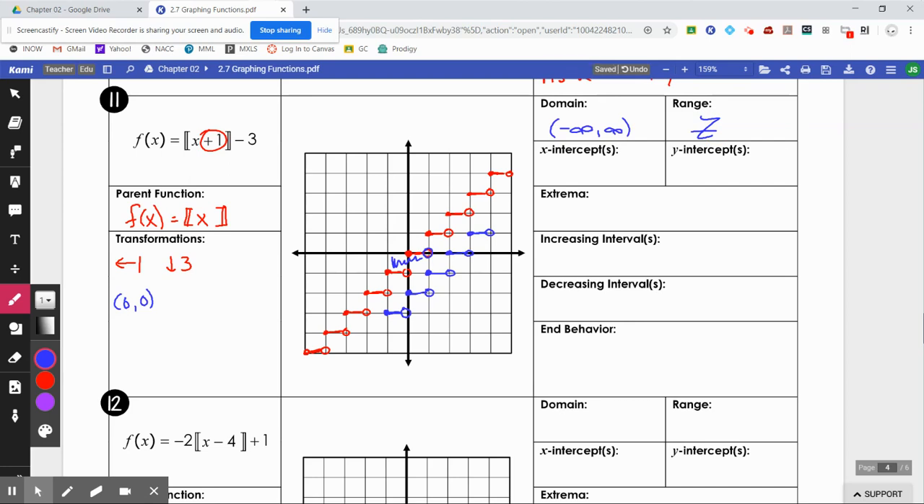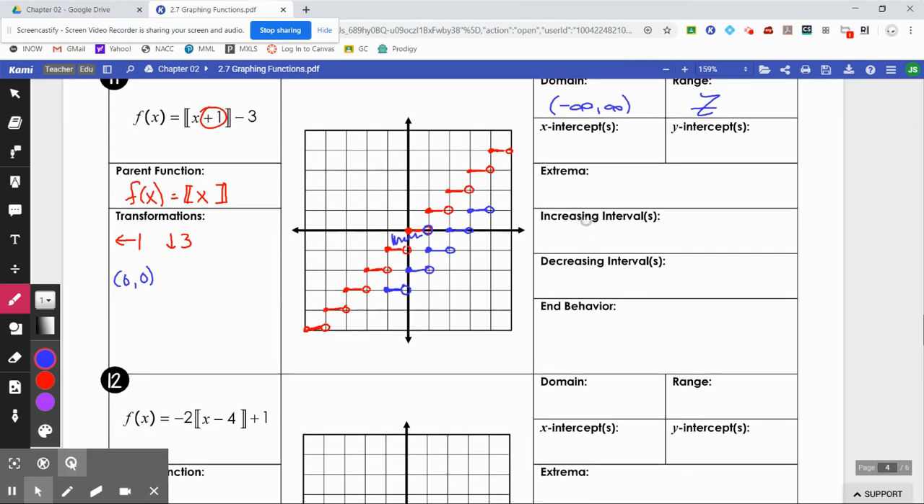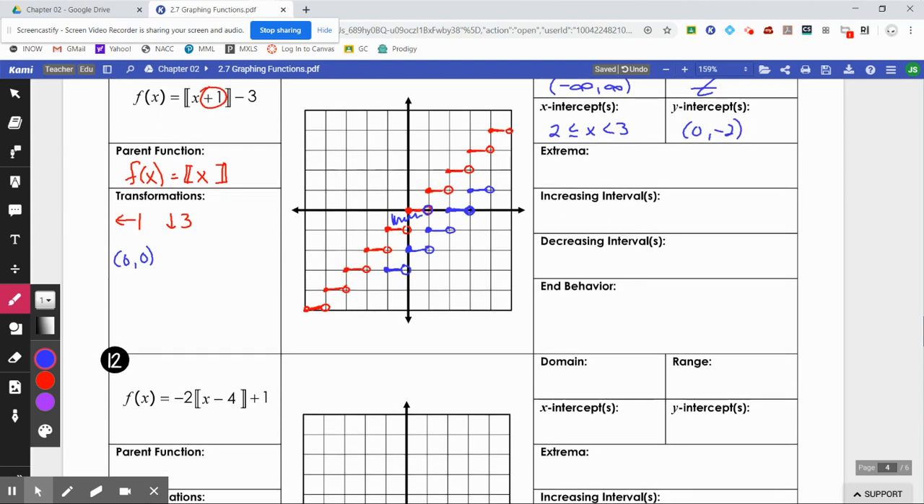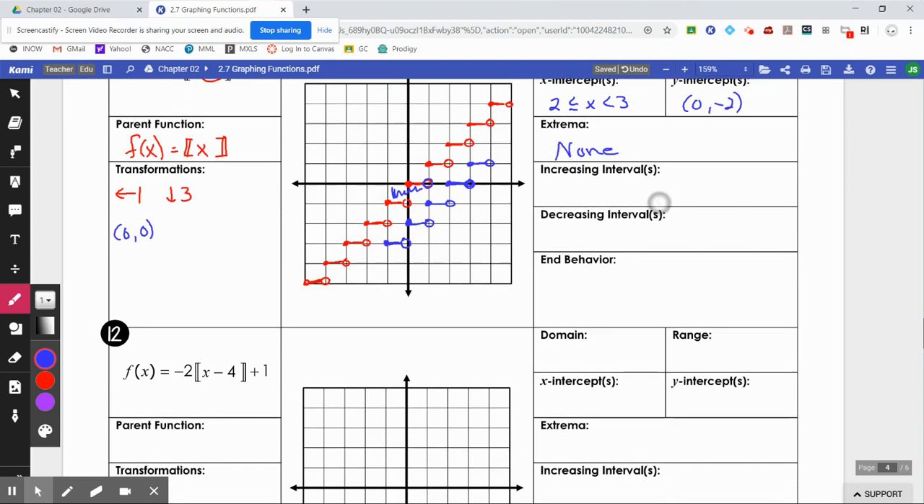My x-intercept, and this is actually an odd x-intercept because my new function crosses the x-axis everywhere from 2 over to here. So I'm going to actually write my x-intercept as all values from 2 up to 3, not including 3, just because I have an open circle there. So my function is everywhere on that x-axis from 2 up to 3. My y-intercept is right here at (0, -2). Extremas, there are none. There's no maximums or minimums.